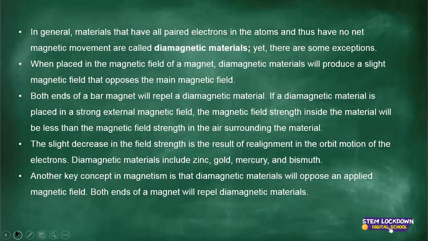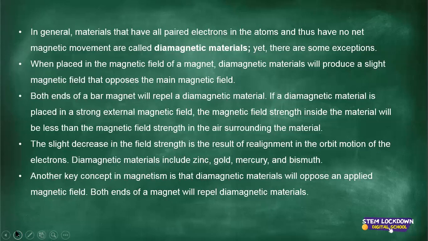The information that I'm going to give you now, explaining what magnetic materials are, is a little bit intense for you to understand, but don't worry too much about it. The most important thing you need to know is that when the electrons pair in the atoms, they have no net magnetic moment. The magnetic moment is 0. It cancels out because the electrons are moving in opposite directions. But there are some exceptions. When placed in the magnetic field of a magnet, diamagnetic materials will produce a slight magnetic field, and this opposes the main magnet.